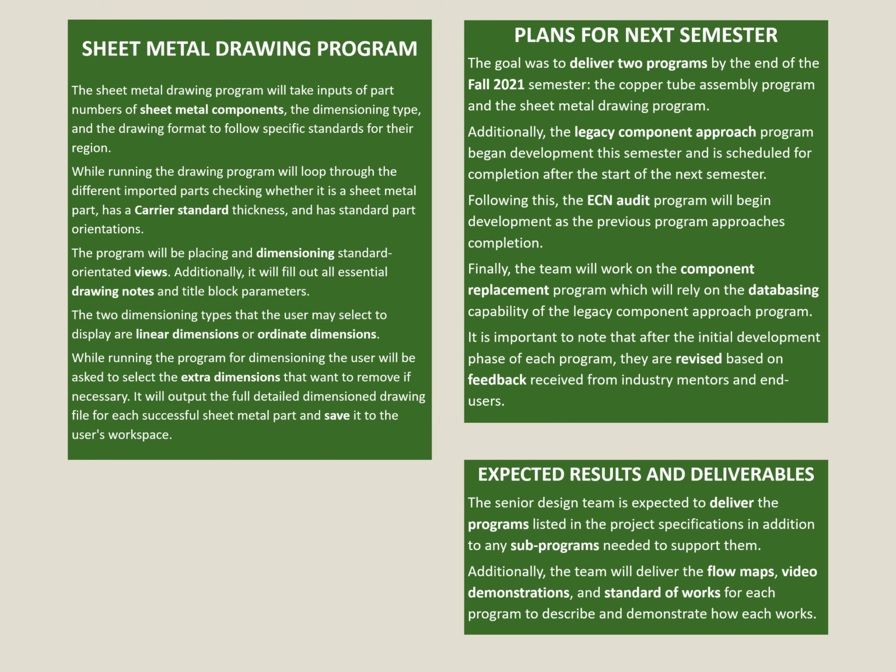The sheet metal drawing program is very similar to the copper tube assembly drawing program in that it creates drawing files for sheet metal components that are put into the program. It does this by placing down the views and dimensioning these views based on the type of dimensioning, whether linear or ordinate, selected by the user at the start of the program. Additionally, it allows users to remove any extra dimensions they may not need in this file.